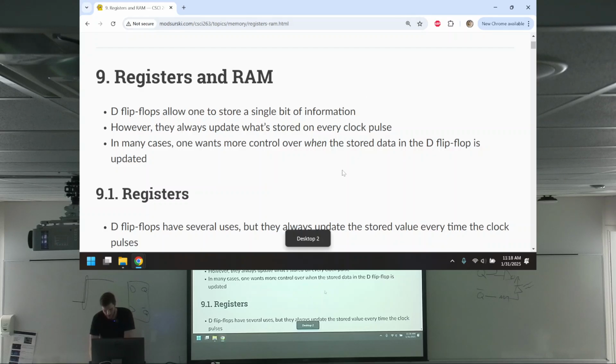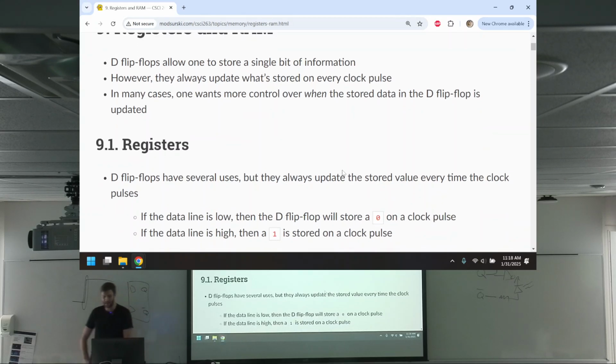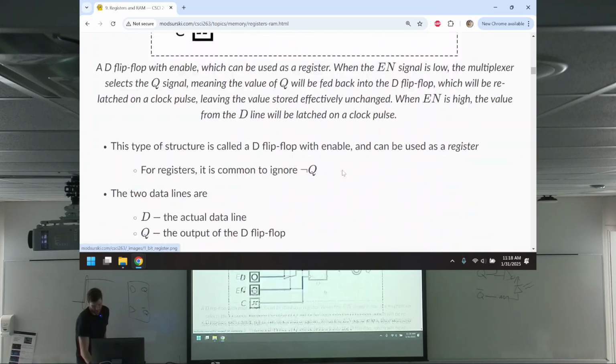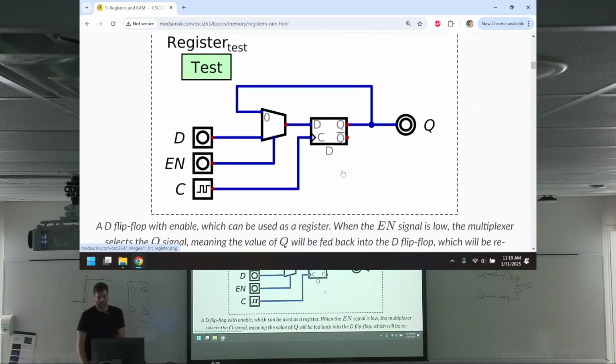Anyways, in many cases, one wants even more control over when the data is stored. So, registers. A register is effectively, like I said, there are several ways we can go about doing it. But this is how we're going to do it.